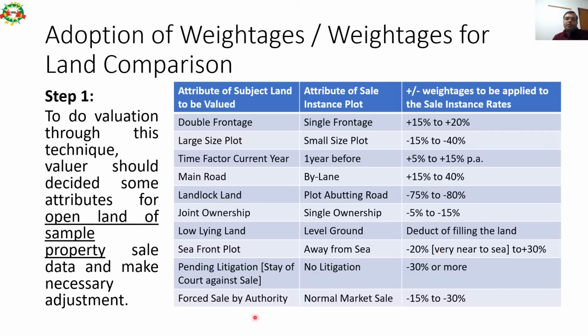So, forced sale by authority. The existing property which is required to be valued is a kind of forced sale by an authority or bank. However, the previous sale data which we have collected from the market was a normal market transaction. So in such a scenario, our property will fetch a lower value, maybe up to 15 to 30%.